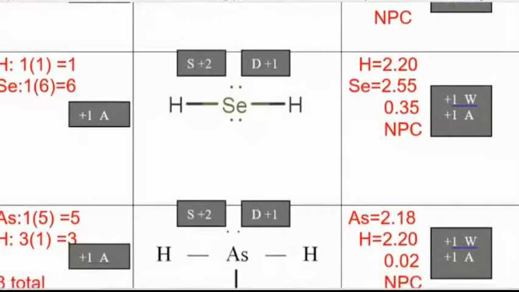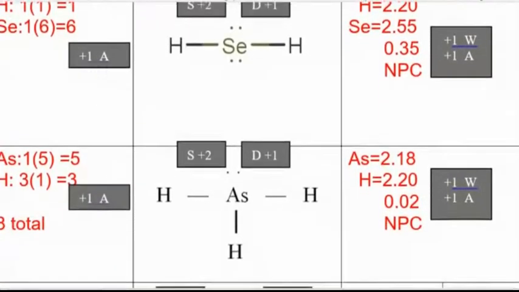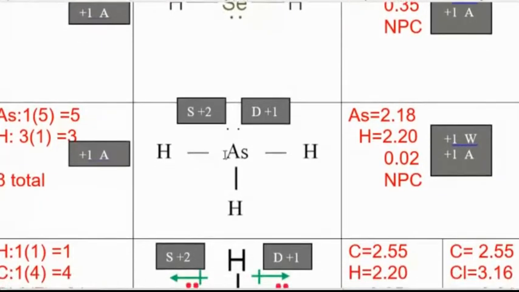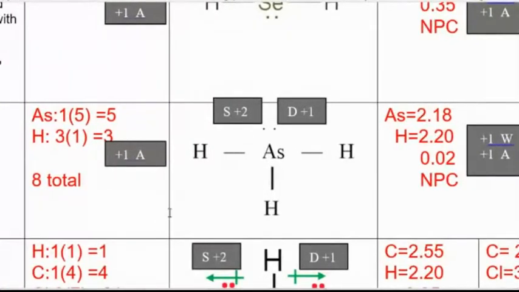The next one, AsH3. This looks just like NH3 from the notes, and that should make sense because N is in the same family as As, which has 5 electrons. So you should have a total of 8 here. You have each H attached to the As and then 1 lone pair at the top of the As. It's 2 points all or nothing for the structure. It is nonpolar covalent, so you don't draw a dipole.